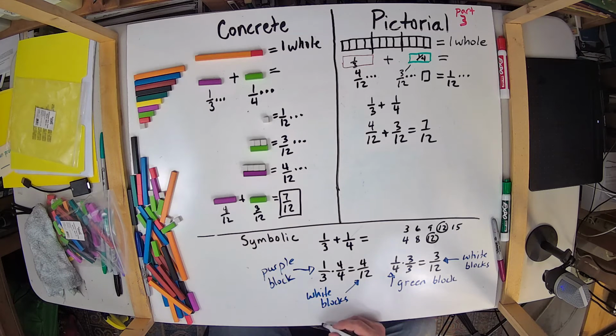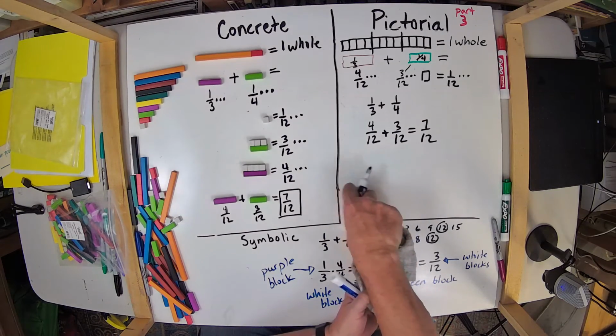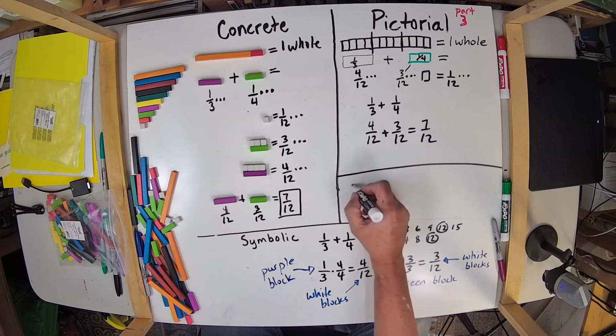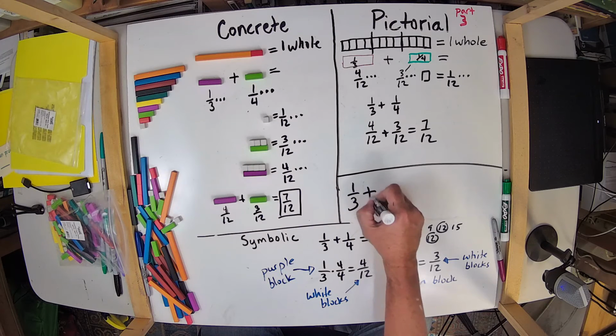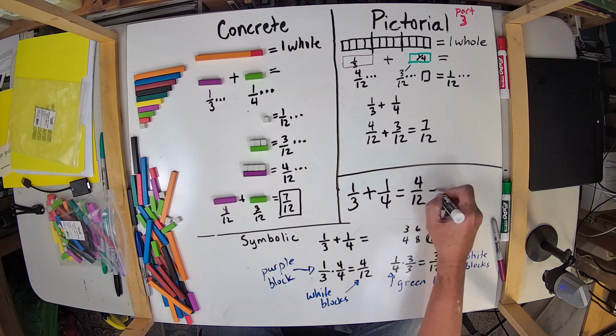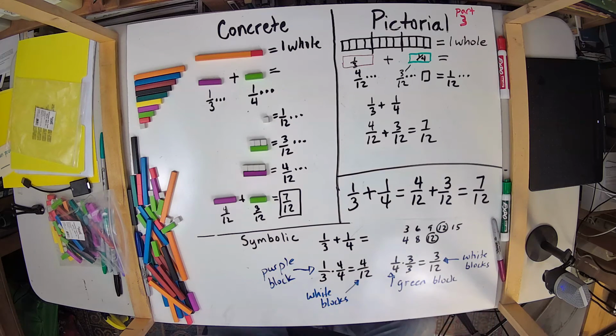The final thing that I want to write here is 1/3. Well, let me write it up here. It's easier to see. So I'll make part of my symbolic go up above here. And I'll say, all right, up here, it's 1/3 plus 1/4 is equal to 4/12 plus 3/12, and that's equal to 7/12. So that's how the symbolic looks, but the symbolic is highly abstract and really difficult to understand.